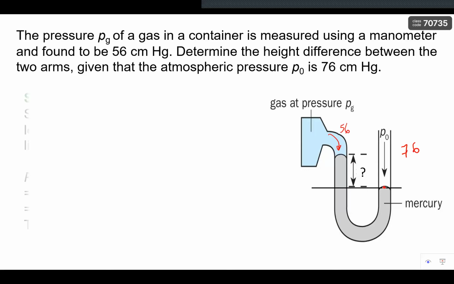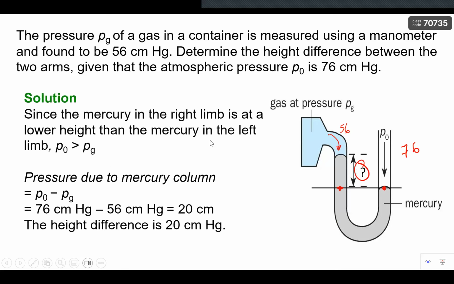But I know that this is my common line. At a common line, the pressure must be the same. So what is this extra height over here? It's actually 76 minus 56, which is 20. Because over here, if I have 56 cm mercury plus 20, I will be equivalent to 76, which is the same on both arms.